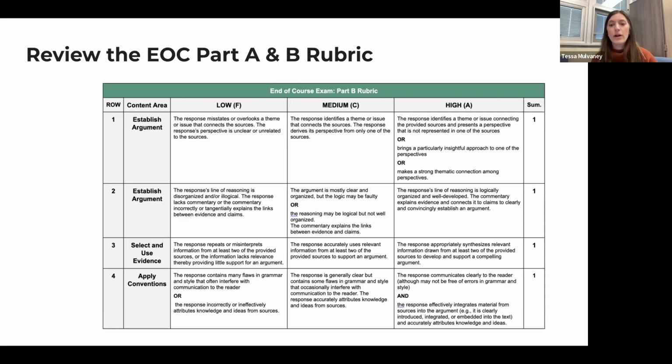So we're looking for free of grammatical errors as best you can. You're handwriting this, do your best: grammar, style, and that you're effectively integrating material from the sources into your argument. You can refer to this in your parenthetical citation as source A, source B, source C, source D. Okay, or you can refer to it by title and author if they offer you enough information.